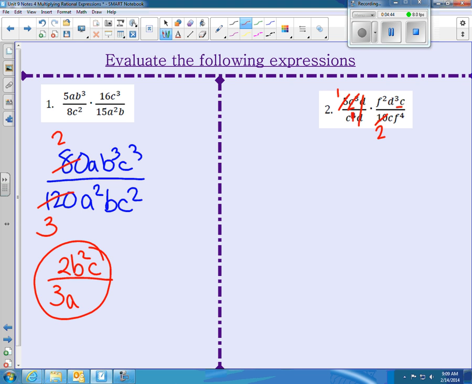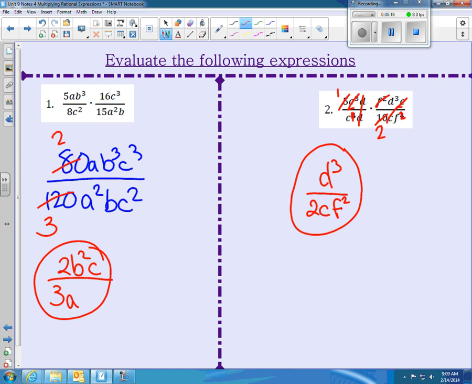We have an f squared on top and an f to the 4th on bottom, so we're going to end up with an f squared on bottom. We have a d cubed on top, no other d's on the bottom. And then we have a c and a c, so those are going to cancel. Now we have to be very careful when we do this with our writing to make sure that we don't miss something. So I'm left in the top with a 1 and a d cubed. And in the bottom, I'm left with a 2, a c, and an f squared.